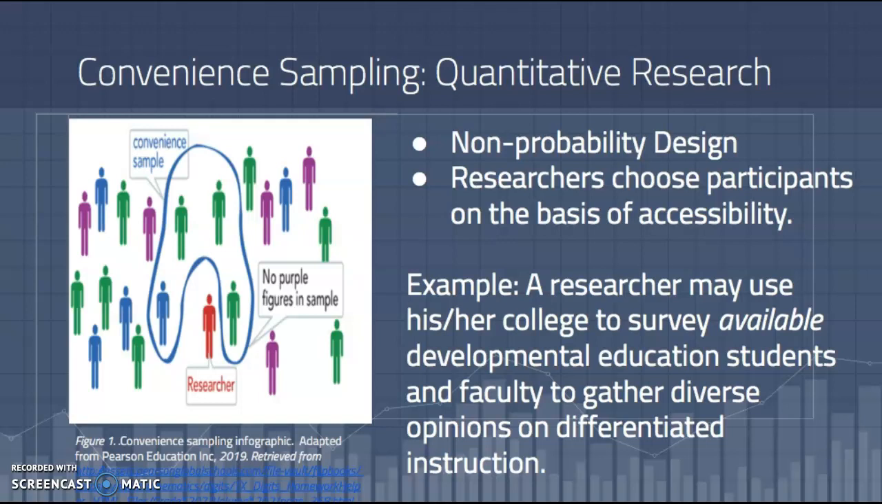And so what does that mean, availability? Well, that means that those are the ones that are closest in context or within reach of the researcher. So there is some criteria that's usually related to convenience sampling, and that they should be closely related and have information about the study itself. But again, the idea is to gather diverse opinions from across the college.